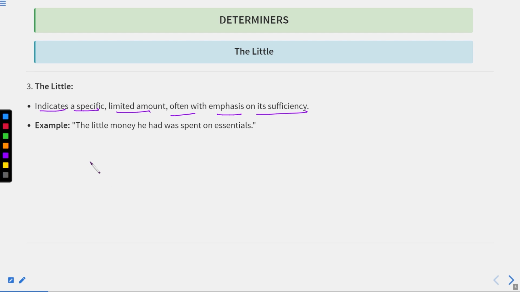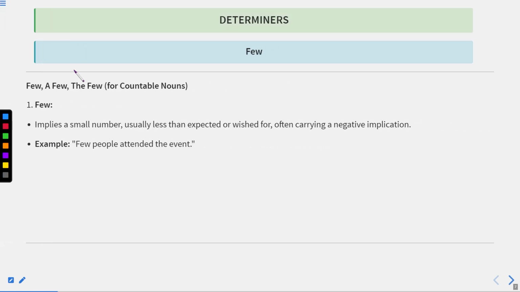Okay. For example, the little money he had was spent on essentials. So the little money he had, it means though he had a less amount of money, whatever he had, he spent on essentials. Okay. Now let us move to the next one.